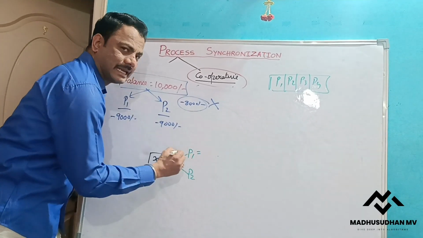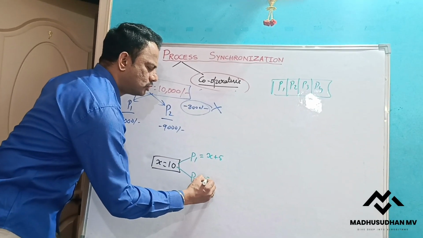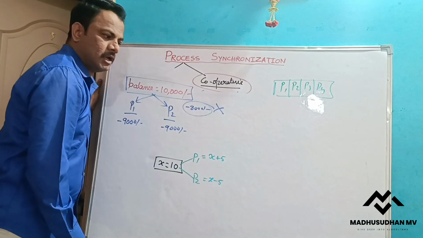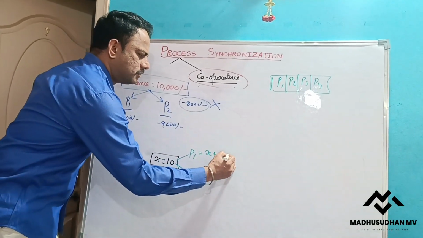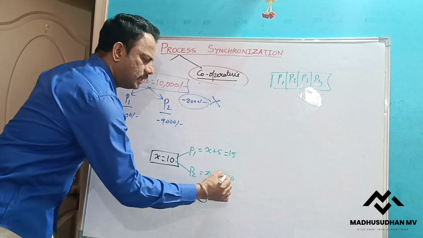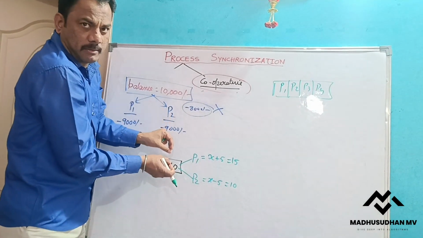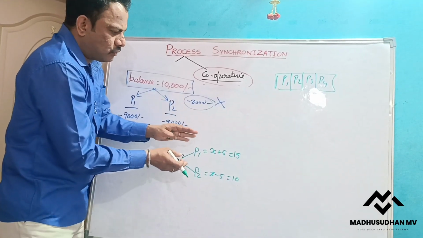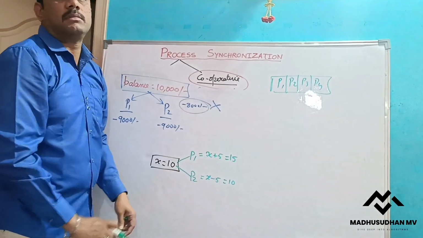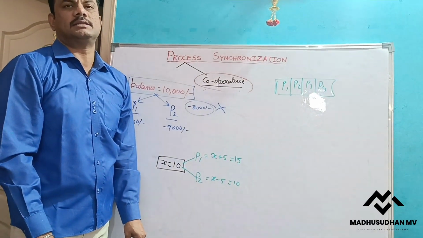Assume one wants to increment it by 5, that means x plus 5, and another wants to do x minus 5. Now, if both do this, what happens? This value becomes 15 and this value becomes 10. Now, which is correct? Since both are done at the same time, we don't know which is correct. So this is the problem of data inconsistency.